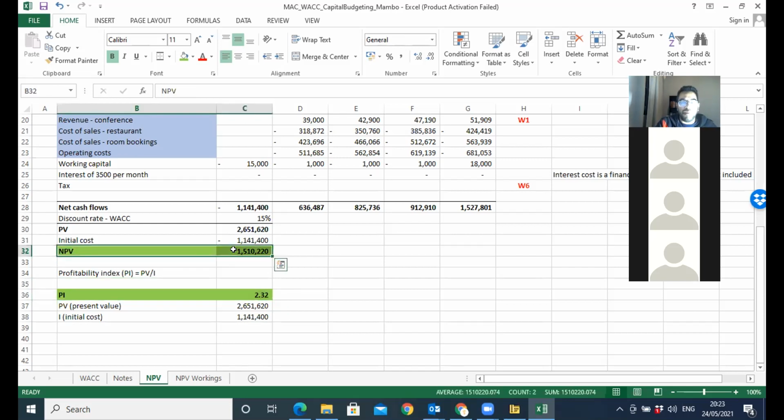NPV is fine, because if NPV is positive, I accept. If NPV is negative, I reject. So NPV is fine, I can accept. But PI, what does this mean? It's meaningless, because the PI only ranks a project. So when I have 3 projects, let's say this one.